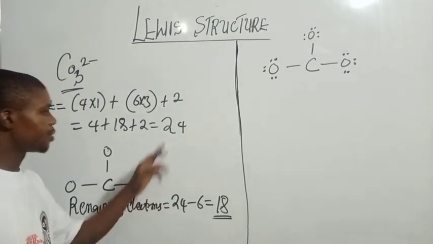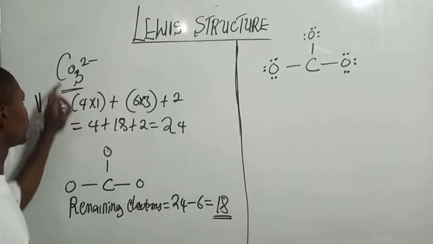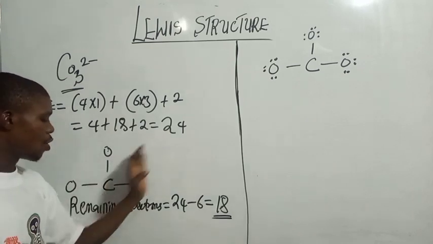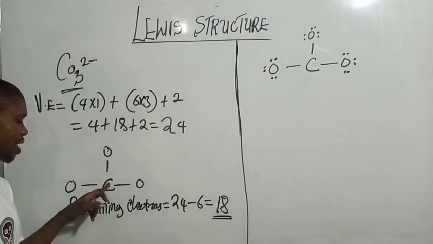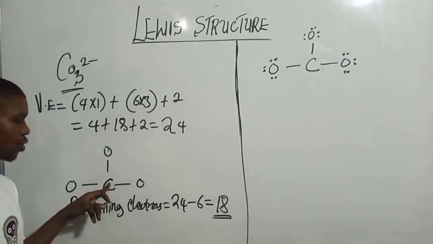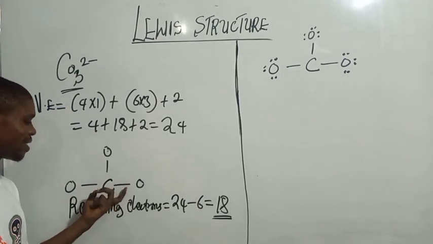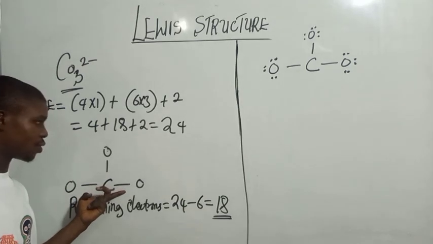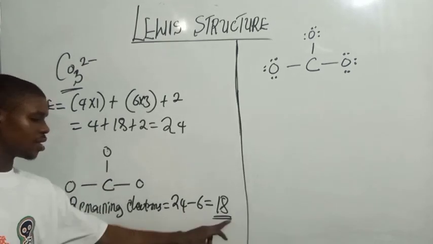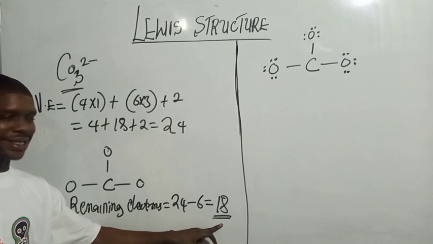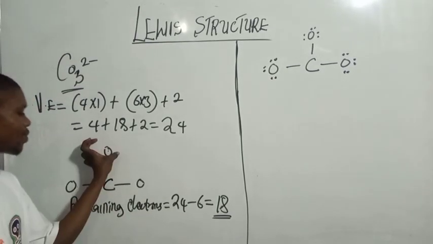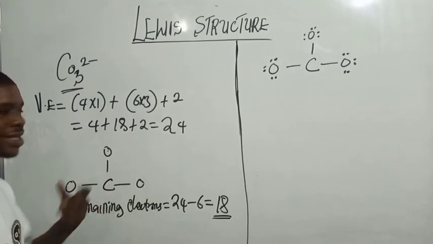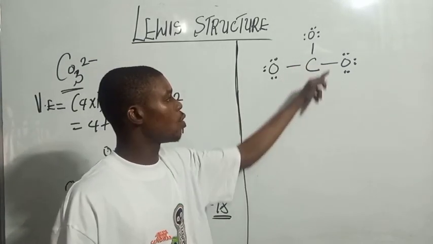So 24 is the total for the charge of this CO3 2 minus. Now when I draw this, I connect the 3 oxygens to the center carbon with single bonds. That uses 6 electrons, so 24 minus 6, the remaining electrons I have left are 18. Remember, the 3 oxygens must have octets. So here we have 6, 6, and 6, making 18. So I don't have any more to place.